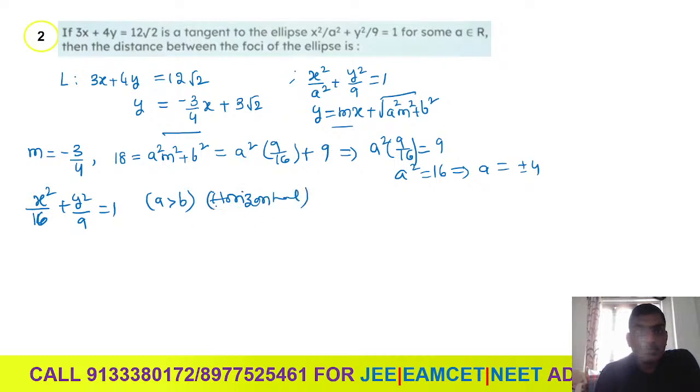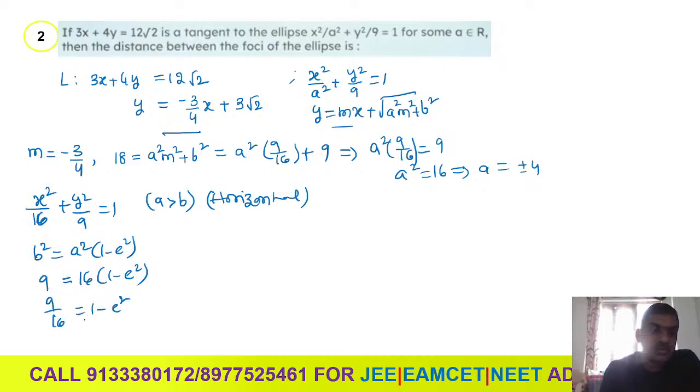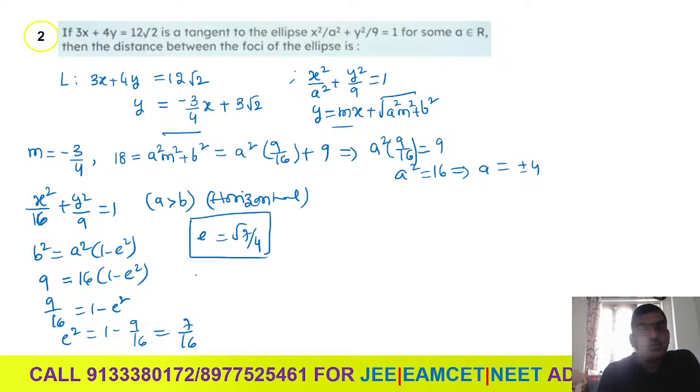Horizontal ellipse. Then we can get b square equals a square times 1 minus e square. Here b square is 9. 9 equals 16 times 1 minus e square. 9 over 16 equals 1 minus e square. Then e square equals 1 minus 9 over 16, 16 minus 9, 7 over 16. Then e equals square root of 7 over 4. Right? Eccentricity e equals square root of 7 over 4.